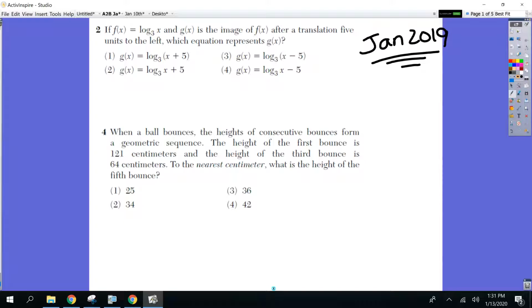Which one do I move to the left 5 units? Which equation has nothing to do with logs? Just if you remember how to move something to the left, right, up and down, what it looks like. Okay, I'm going to get going here because I got more problems to do.